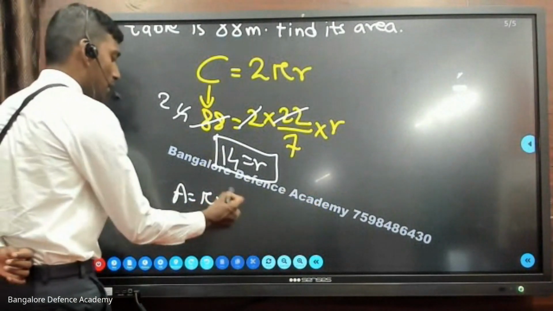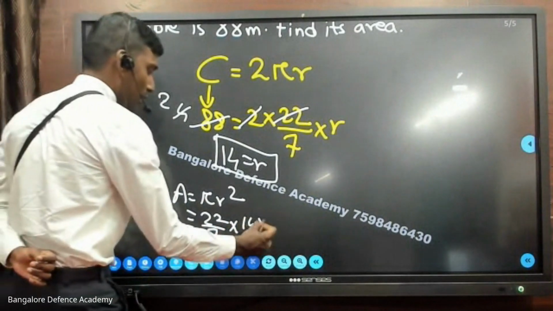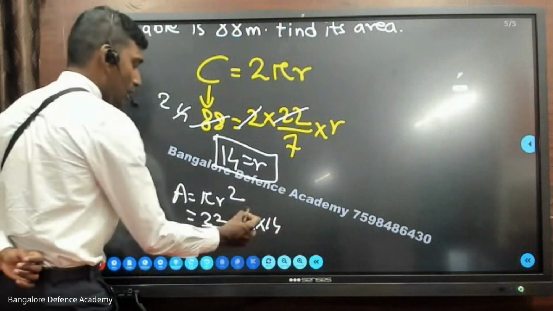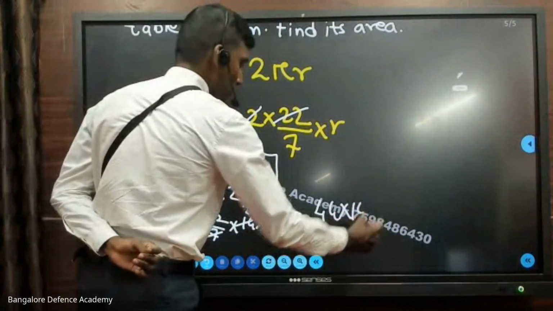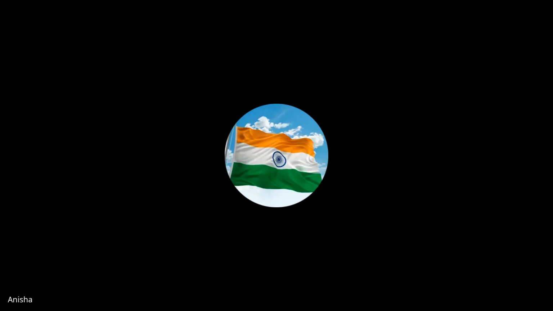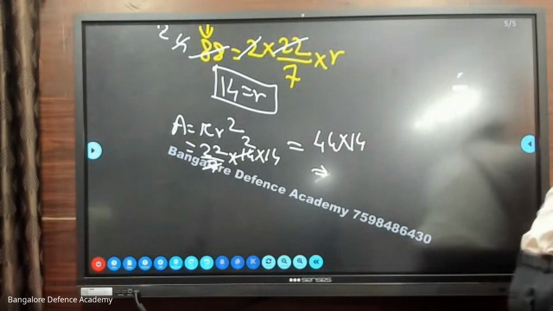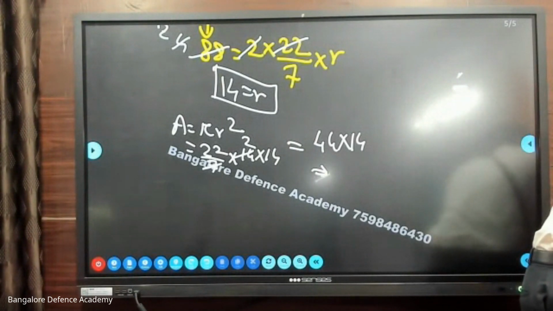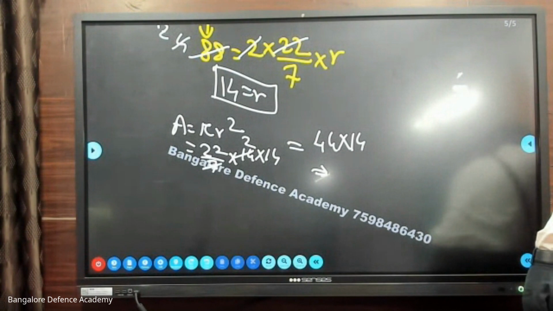That is equal to pi r square. That means 22 by 7 into 14 into 14. 7 ones are 7, twos are 44 into 14. Tell me the answer quick. 44 into 14. How much? 516? Is it right? 516 or 616? Yes, 616. Yeah, it should be 616. Chalo, fine. You see?